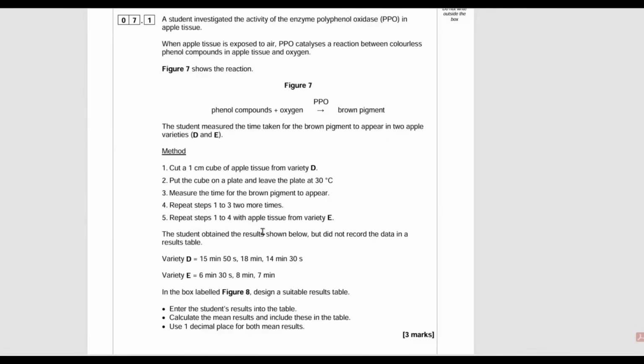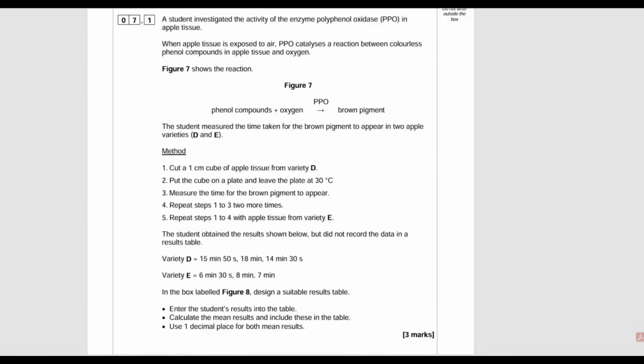The student obtained the results shown below but did not record the data in a results table. Variety D equals 15 minutes 50 seconds, 18 minutes, and 14 minutes 30 seconds. So we got 3 times there. Variety E was 6 minutes 30 seconds, 8 minutes, and 7 minutes. In the box labeled Figure 8, design a suitable results table, enter the student's results into the table, calculate the mean results, and include these in the table. Use 1 decimal place for both mean results.